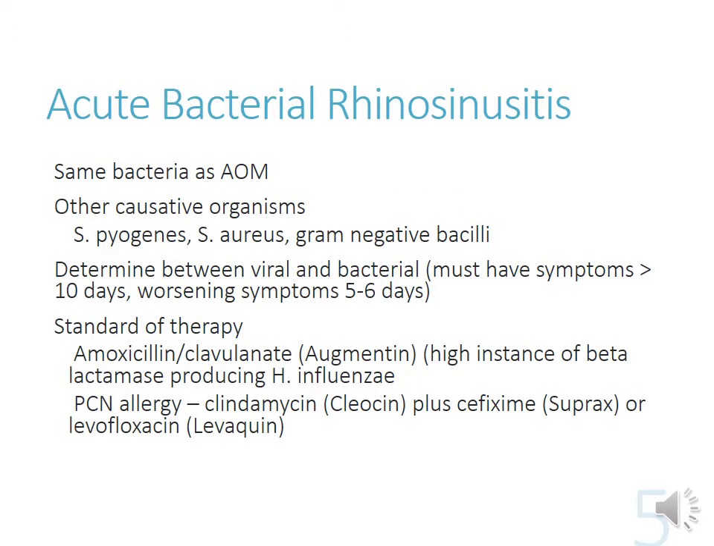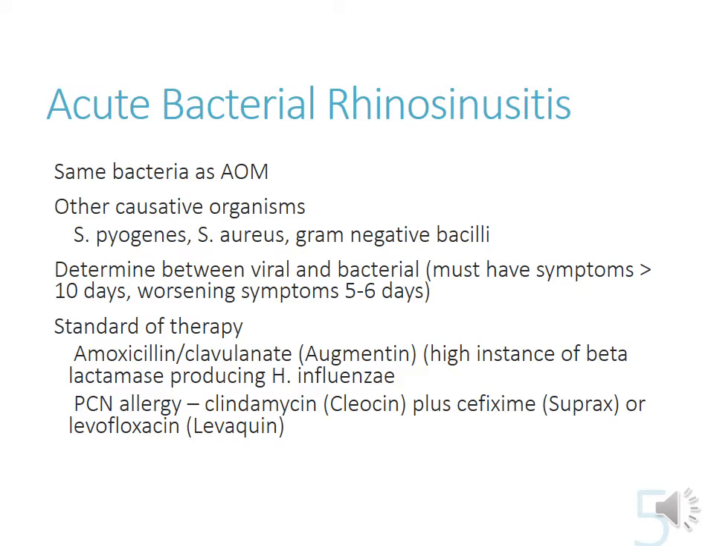Moving on to bacterial rhinosinusitis, you'll see similar organisms here, with the addition of some additional gram-positive bugs, things like Staph aureus and Strep pyogenes. Keep in mind that a lot of cases of rhinosinusitis are typically going to be viral in origin, and you need to have symptoms for a long enough period of time to start to suspect a bacterial etiology. So again, symptoms for something like greater than 10 days is a good sign that it is bacterial in nature. And then you'll typically see worsening symptoms 5 to 6 days in or so.